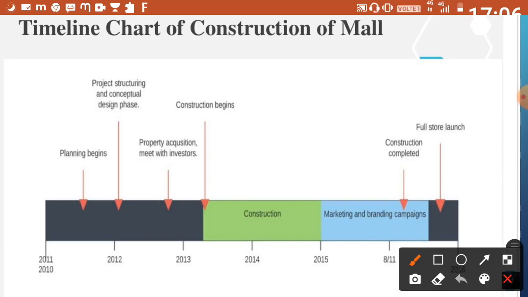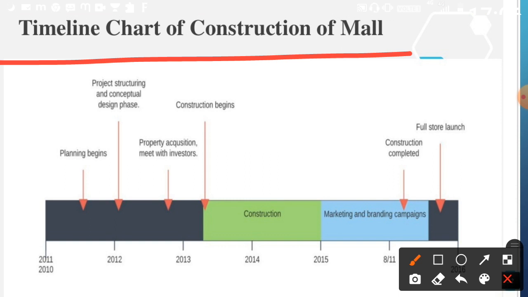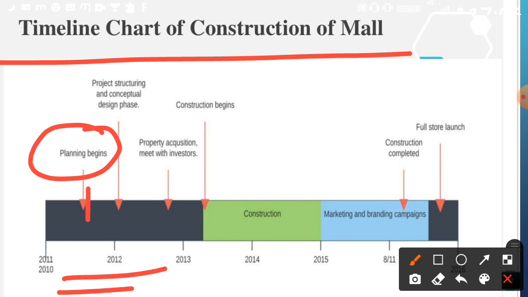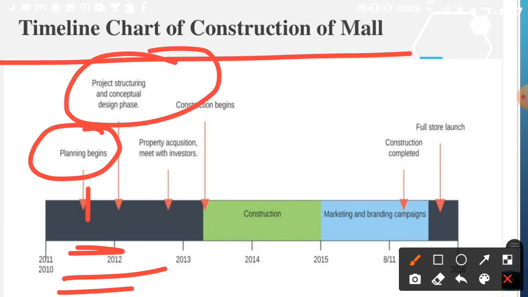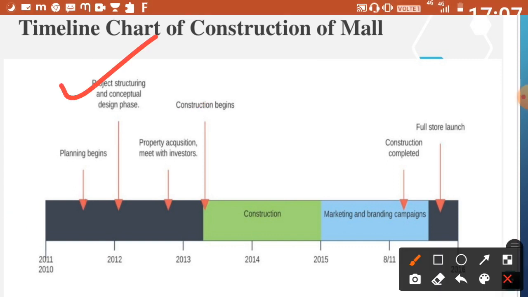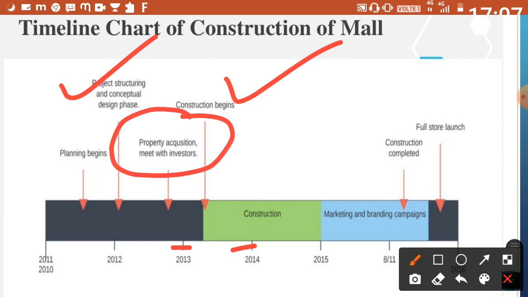So this is the timeline chart of the construction of a mall. First, the planning begins here, between 2011 and 2012. In between these two years the timeline begins. Planning begins, meaning how to construct the mall. Then project structuring and conceptual design begins, somewhere in between. Then construction begins between 2013 and 2014. Then property acquisition and meeting with investors in between these.